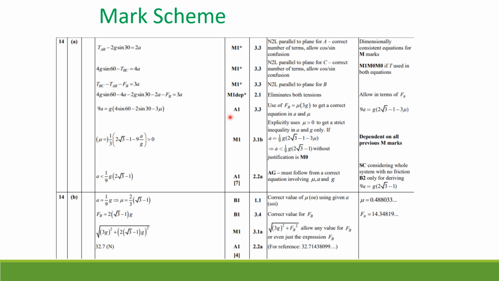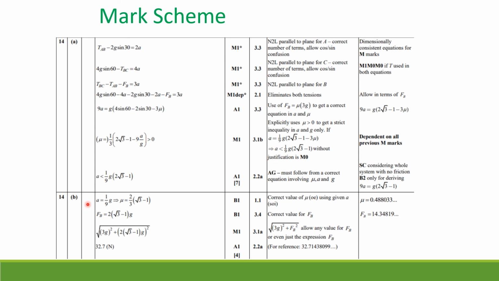Now I did it a slightly different way, whereas I worked out what mu was to start with, so I did this section here and then substituted in. Either way, you will still get the marks. So then from here you need to rearrange this equation to find mu. So you'll find that mu is 1/3 of 2 root 3 minus 1 minus 9a over g. Now mu has got to be greater than 0, as we said, because there is going to be friction on this section, so the friction has got to be greater than 0, and you can rearrange for your 7th mark, which gives you an answer mark here of what you've been asked to show.